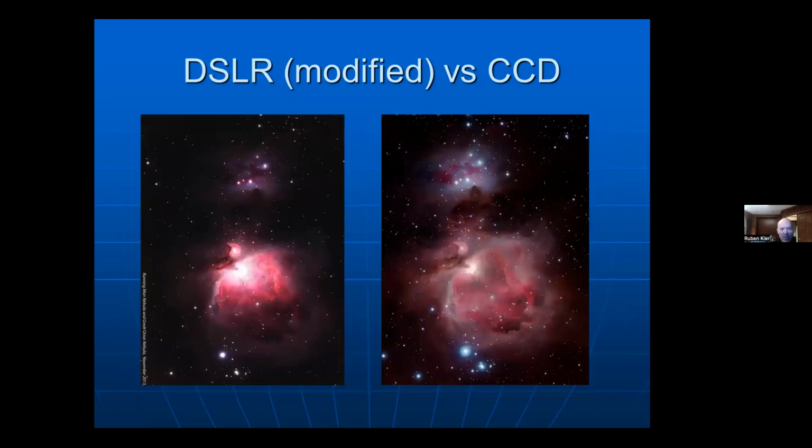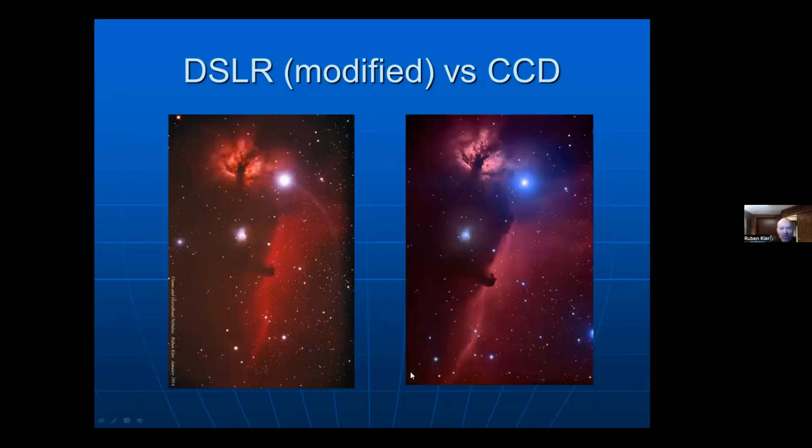All right, I think this is my last one of the DSLR versus CCD. Again, you pick which one you like. I like them both. Again, I think I have a little bit more sensitivity, particularly I was able to get H alpha, these dimmer areas around the edge. This is more of a color balance difference between the two.